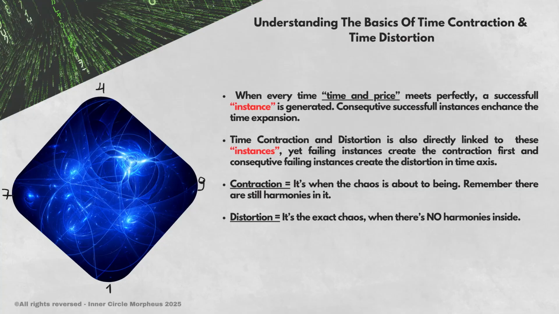What you need to focus on is the easiest ones and understand them with the chaos and harmony in the markets. A successful instance is generated when every time and price meets perfectly, and consecutive successful instances enchant the time expansion as well. Time contraction occurs as the time and price are not matched perfectly. This not matching moment contracts the time, and if this occurs consequently, we observe the time distortion. We can basically say that contraction is when the chaos is about to begin. Remember, there are still harmonies in it. And the distortion is the exact chaos, and there's almost no harmonies inside.